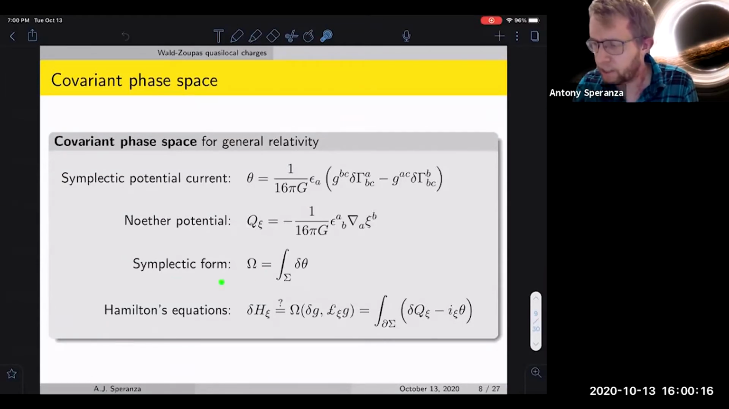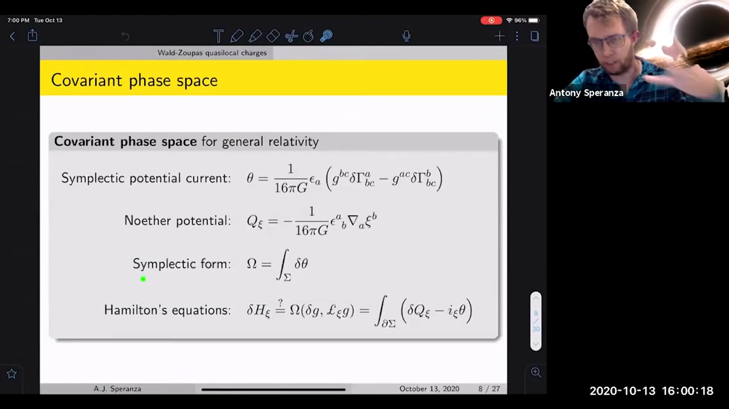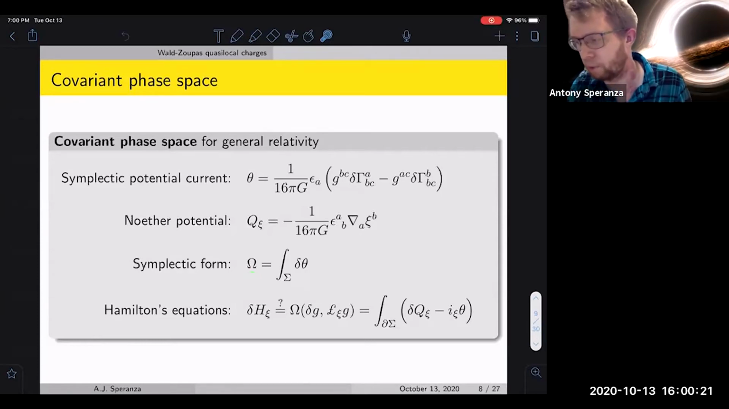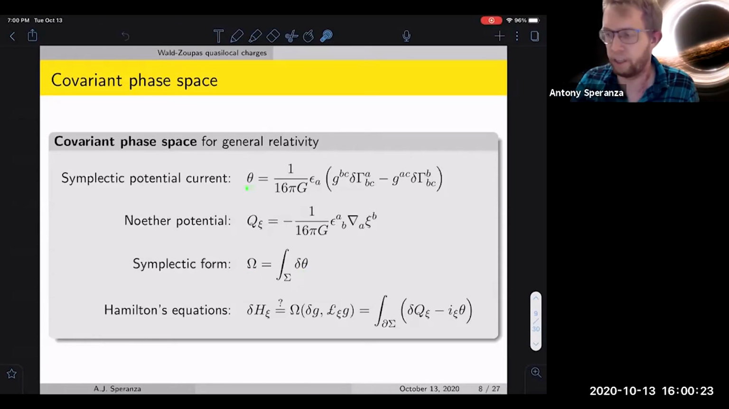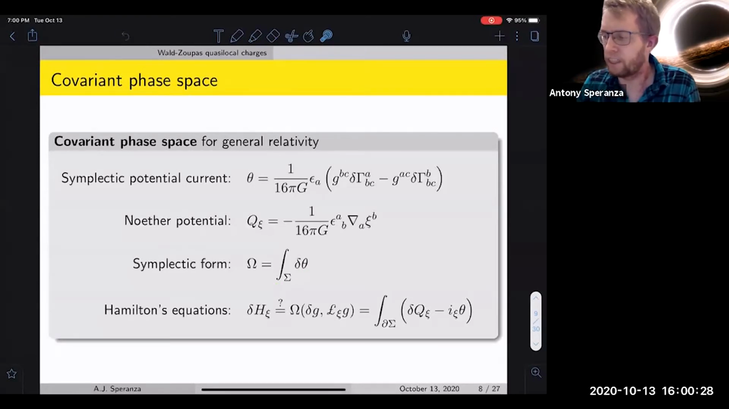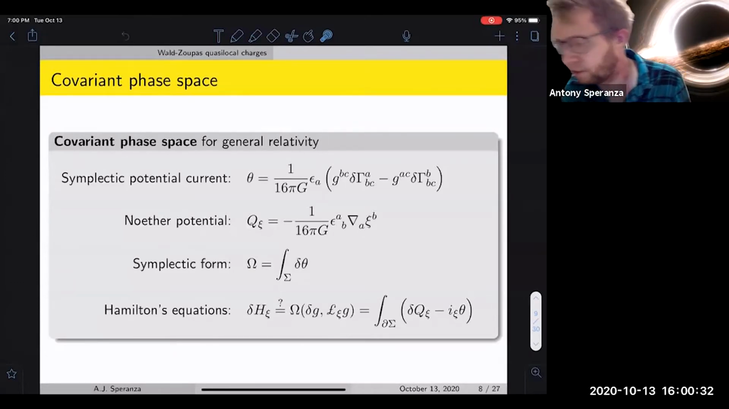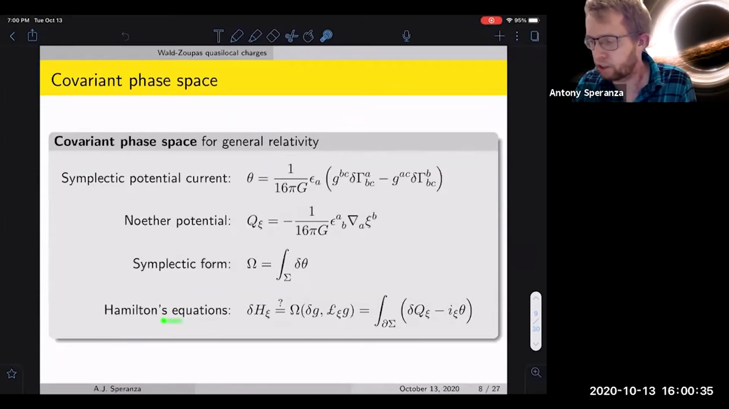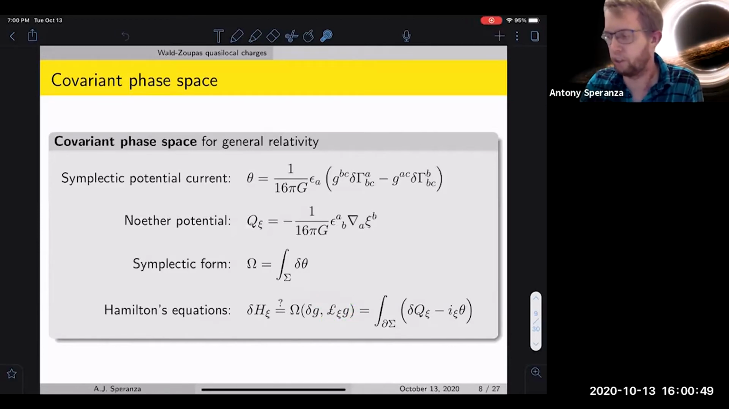And so when you're talking about a subregion, you want to construct a phase space, you need a symplectic form. It just comes from the antisymmetric variation of this potential integrated over the Cauchy surface. And what this allows you to construct are the charges associated with a diffeomorphism. Those charges are supposed to satisfy Hamilton's equations, where the variation of the Hamiltonian on shell is equal to this symplectic potential evaluated on the transformation of the metric. So here I'm doing vacuum GR at this point.